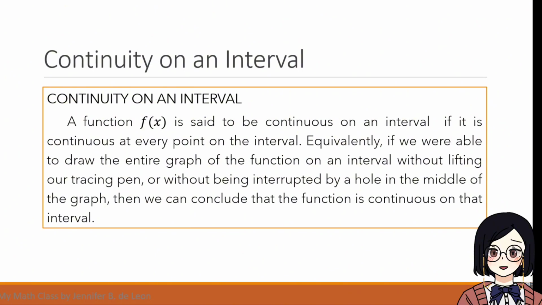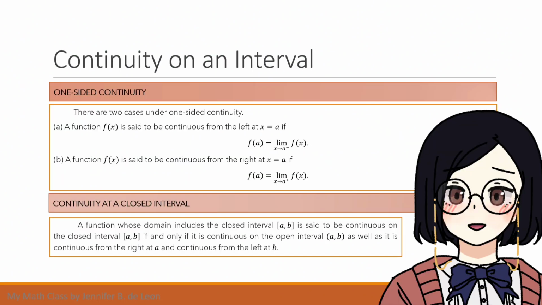So it's just an extension, except this time we are going to have more than one number, but the definition of continuity is still the same. What if we have a one-sided continuity? Okay, there are two cases under one-sided continuity.